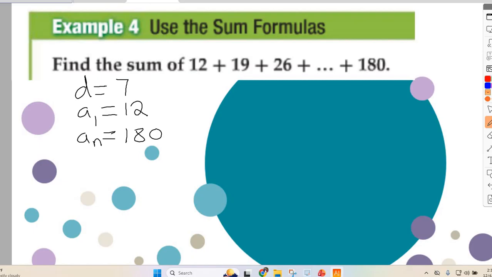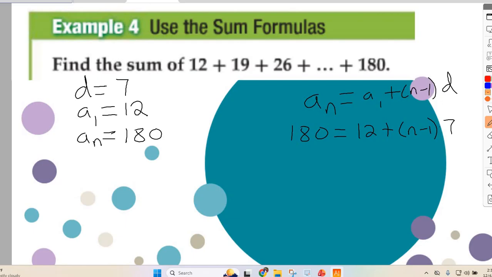That's what that dot dot dot means, that it follows the same pattern, but I don't know what term that is. Does that make sense? And we need to know what n is in order to plug into our formula. So we're first going to have to use that a sub 1 plus n minus 1 times d formula to figure out what our n is. Because we know a sub n, it's 180. We also know that a sub 1 is 12, and our d value is 7. So by using our other formula, we can solve for n, and then we can find our sum.